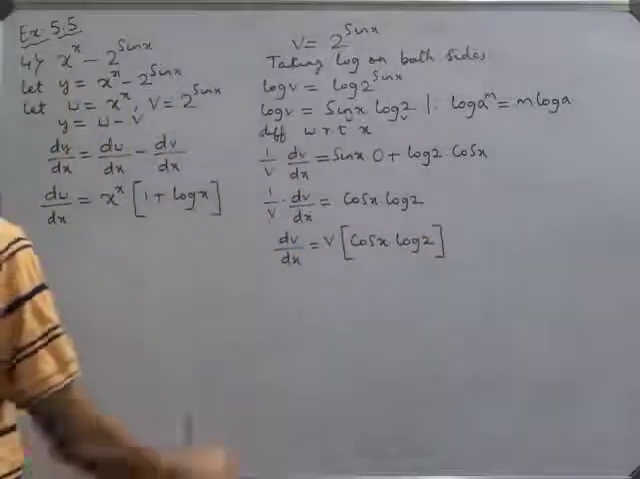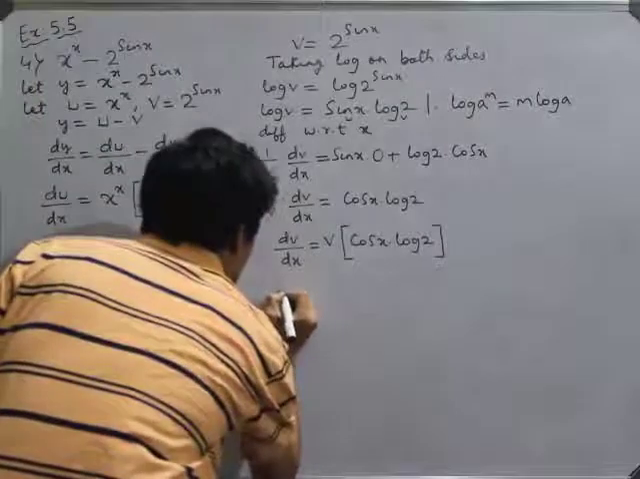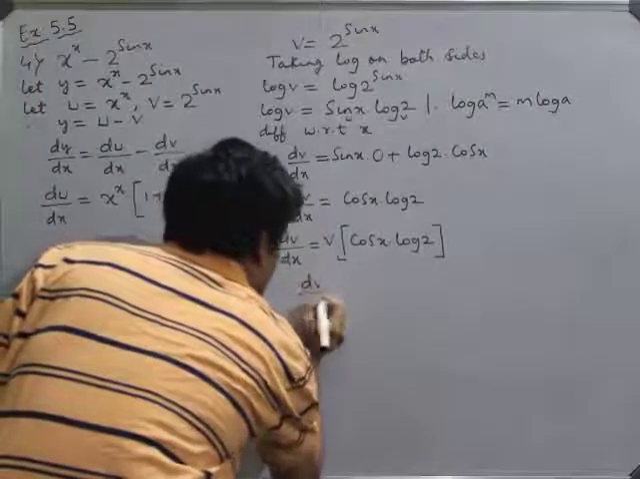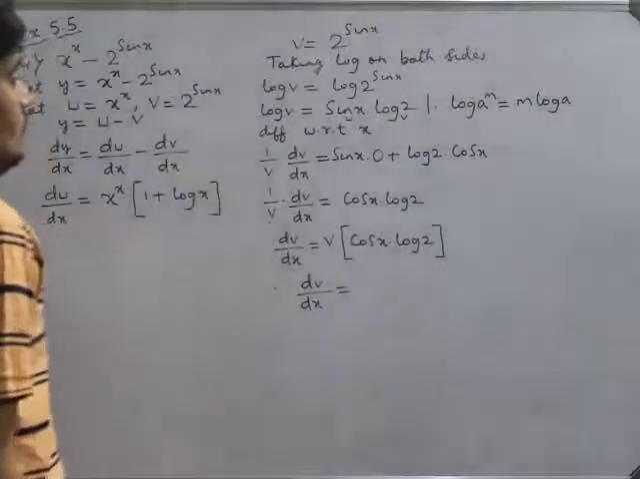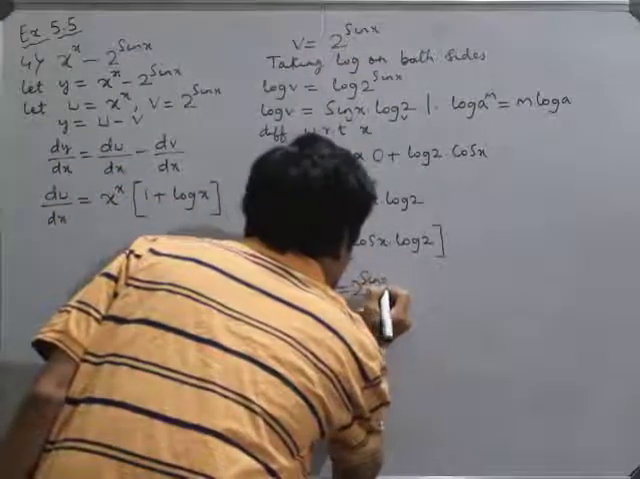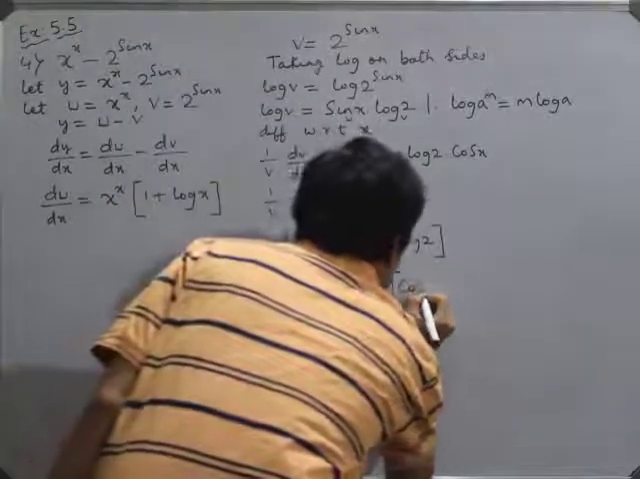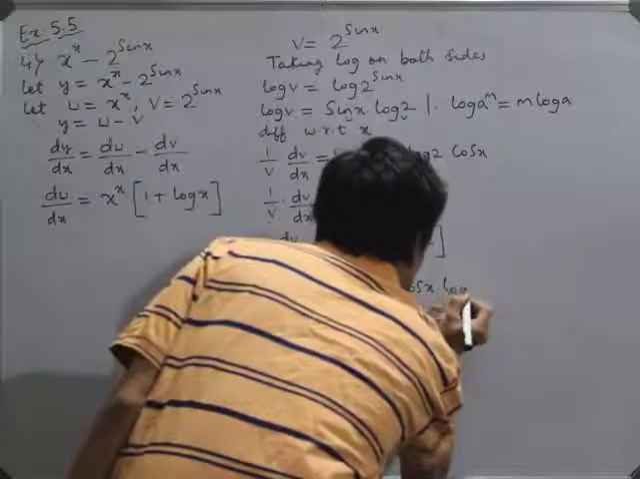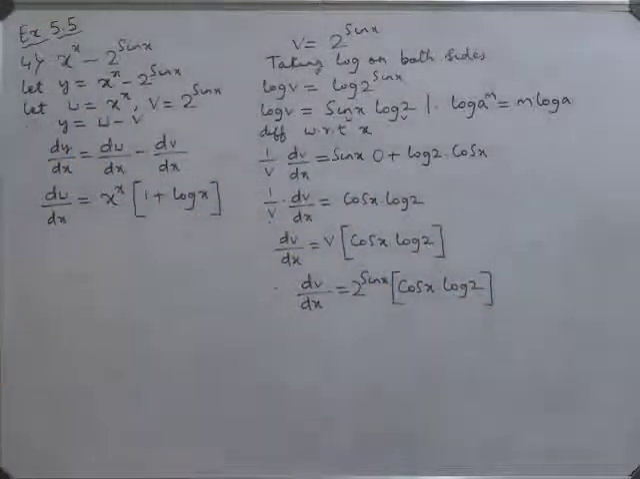Now what is the value of v? v is nothing but 2 to the power of sin x. Therefore dv by dx is equal to 2 to the power of sin x into cos x into log 2. Okay, so we are ready to write the final answer.